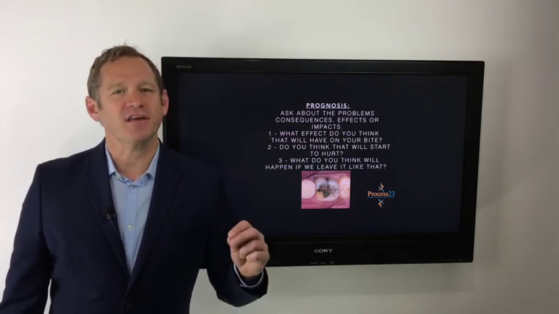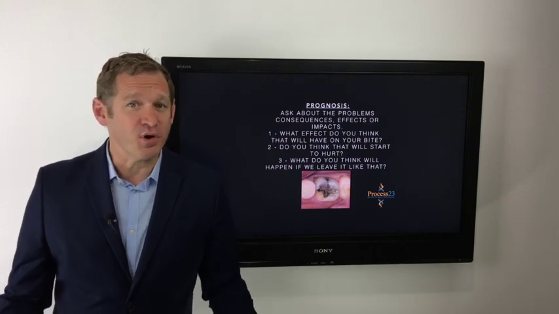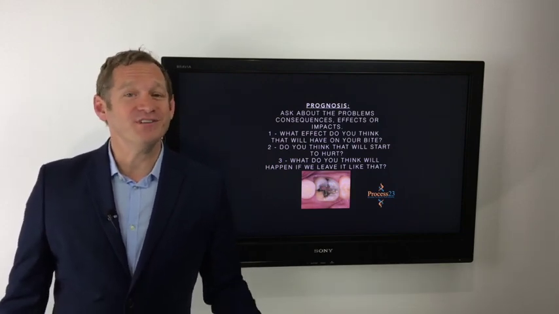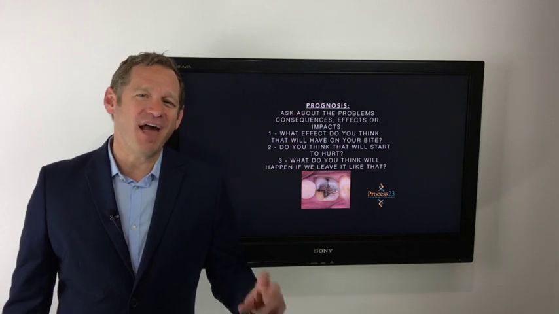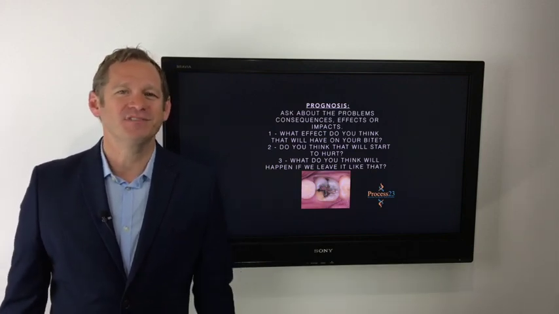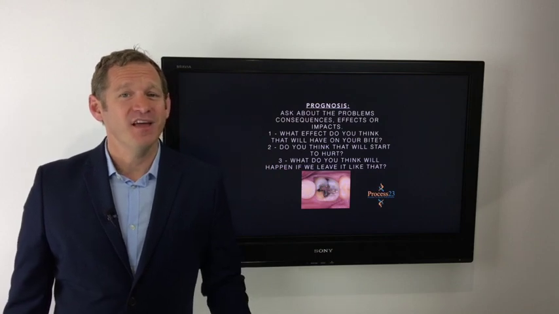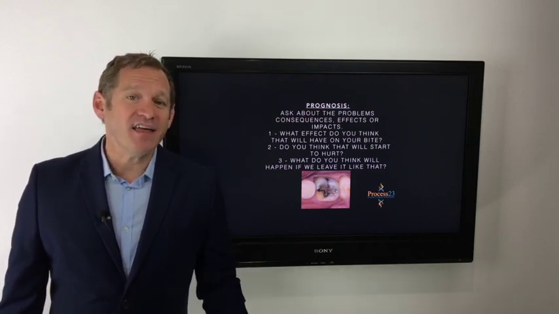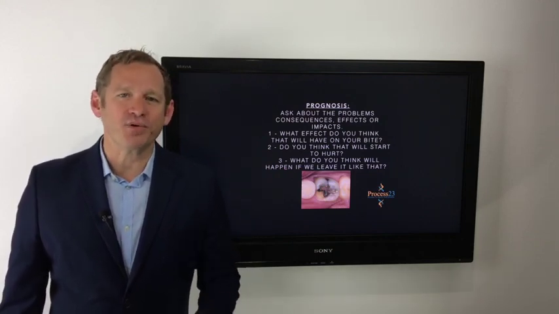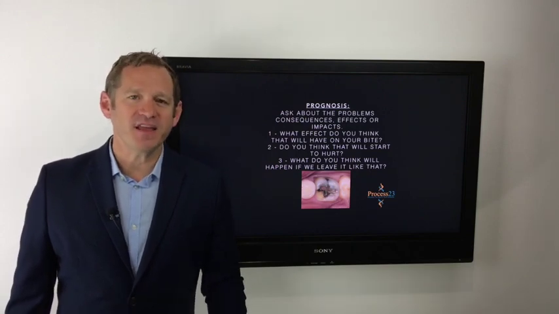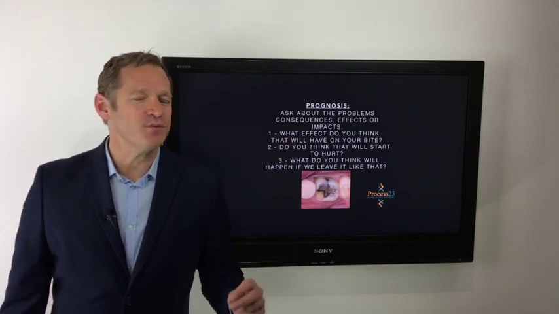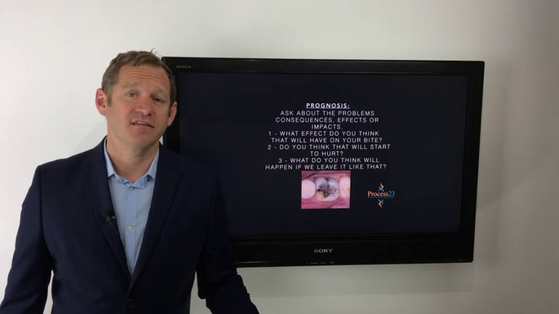Because if a patient comes in with a tooth that's broken, what they really want you to tell them is, you know what, I'll patch it, it'll be fine for another 6 months to 2 years. That's what they really want you to tell them. But the reality is that we need to enroll them in the process to get them to think about, what do you think will happen if we just leave it like that?